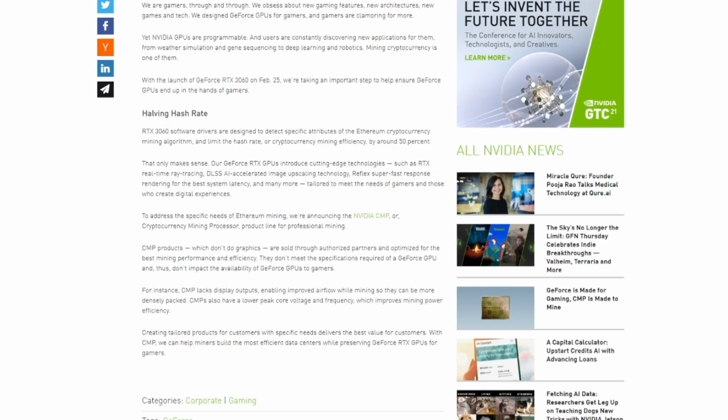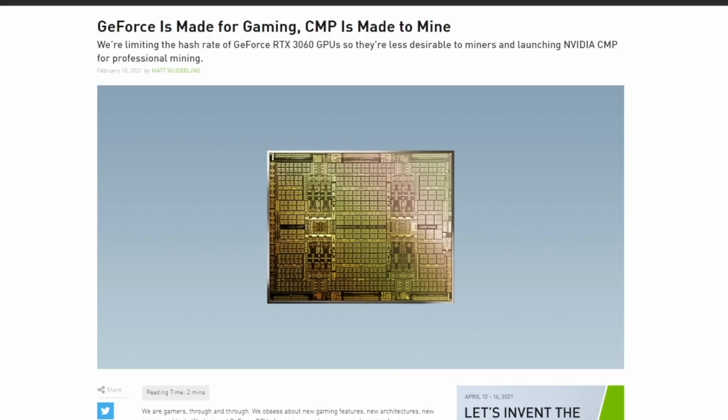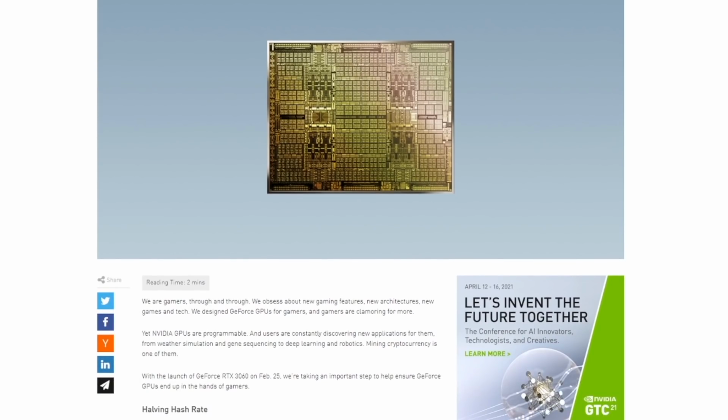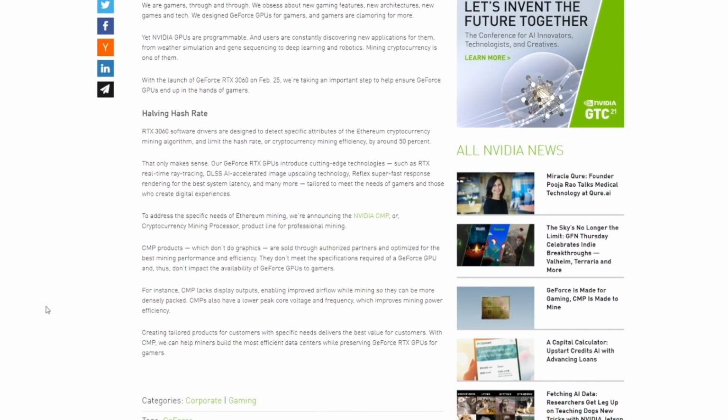All right, before we continue on, my thoughts on all this as a miner. It's interesting for NVIDIA to come out and really draw a line in the sand and say, we support gamers, and really, we don't support miners with GeForce GPUs, but we will go on to support miners with these CMP GPUs. A lot remains to be seen, but at least they're acknowledging miners, right?